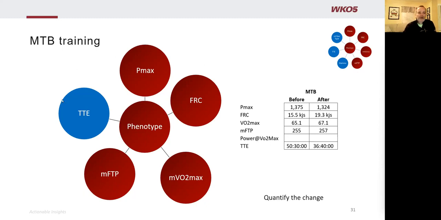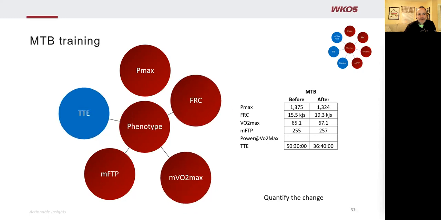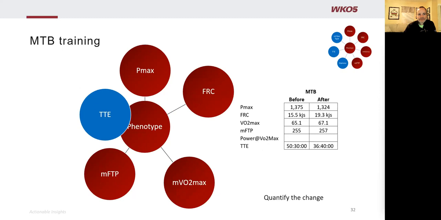So here's an example, a little mountain bike training. Mountain biker starts out with a Pmax of about 1,375 watts, pretty solid sprint, solid FRC, good VO2 max at about 65.1, threshold of about 255, a longer time to exhaustion. They set out and they do a lot of training, and look, things move. I need to put that to music. Dun, dun, dun, dun. Things move.